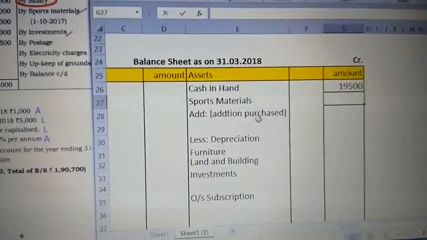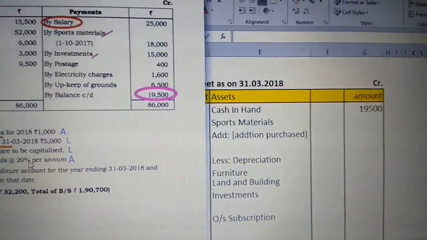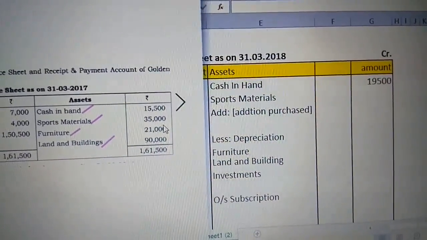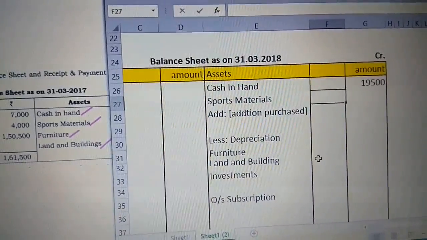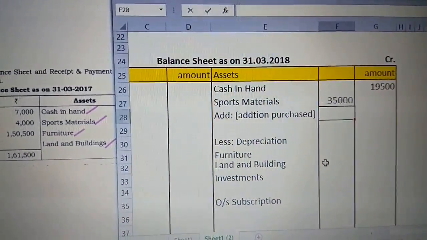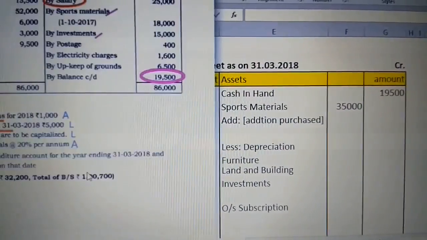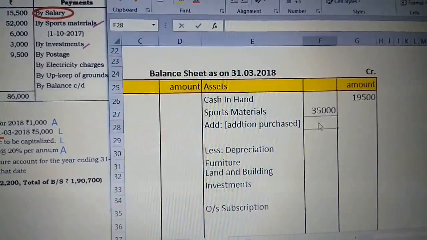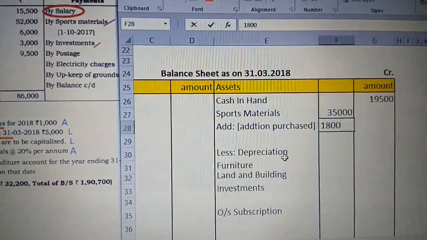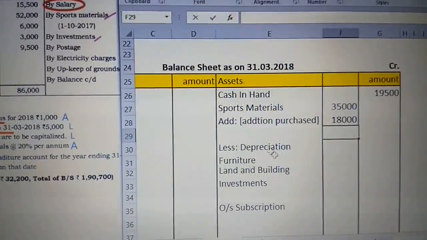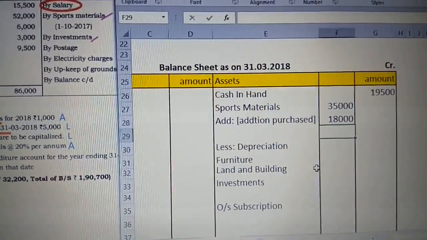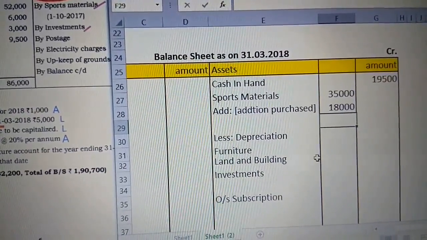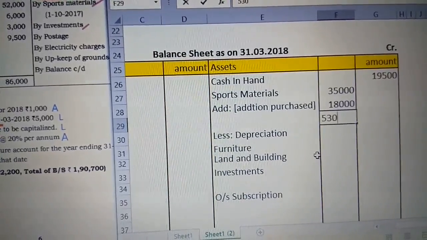Now moving on to the next item, sports material. Just observe from the question, sports material 35,000 is going to be the opening, so I'm taking 35,000. Then what is the addition purchased? It is here under the payment side, 18,000. So I'm going to take this 18,000. So this total I get 53,000.